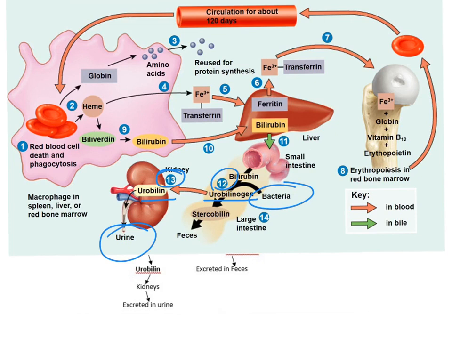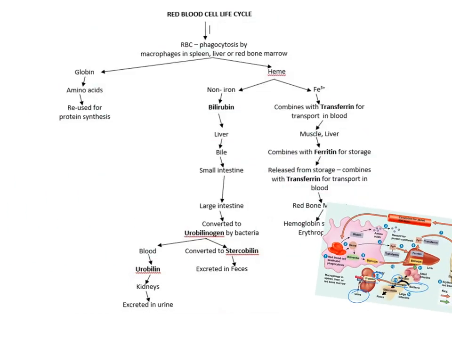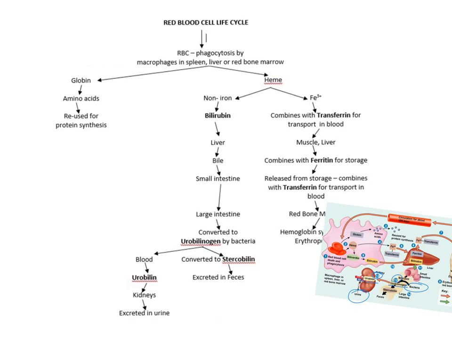So number 12 and 13, if we look at the flow chart right here, we will see that number 12, via the bacteria, the bilirubin is going to be converted into urobilinogen, then going to the kidneys to be converted into urobilin and secreted in the urine.